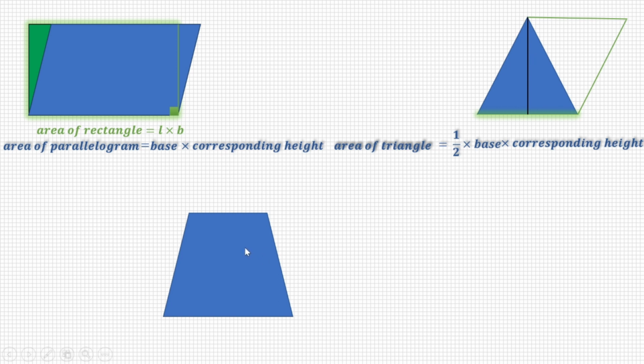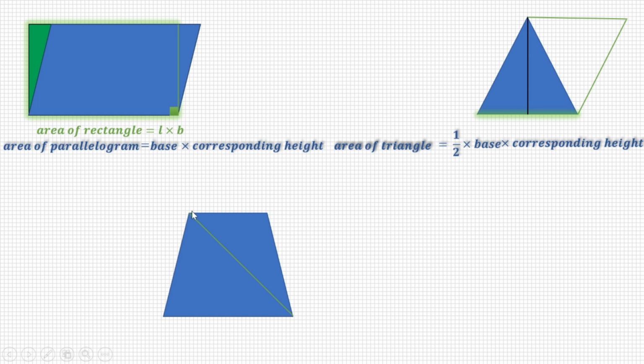Now we have a trapezium. How to find out its area? Again, either we have to resolve it into a square, rectangle, parallelogram or triangle, as we know the area of these four 2D shapes only. Okay, let's divide it into triangles. Now the area of the trapezium is the area of this triangle and the area of this triangle.